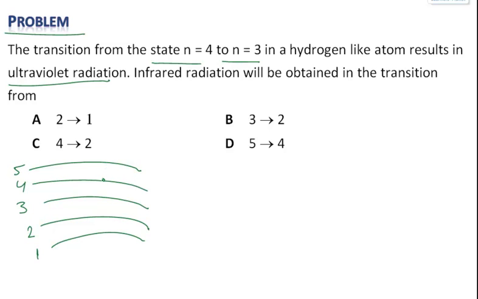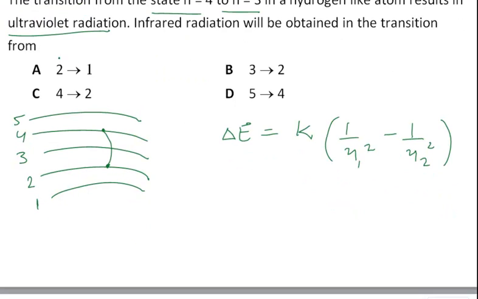Then if there is a transition from any orbit to another orbit which is having lower principal quantum number, then energy is released, and that energy delta E is given by some constant upon 1 upon n1 square minus 1 upon n2 square.